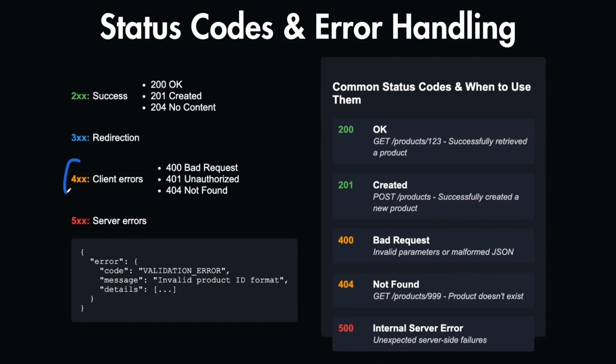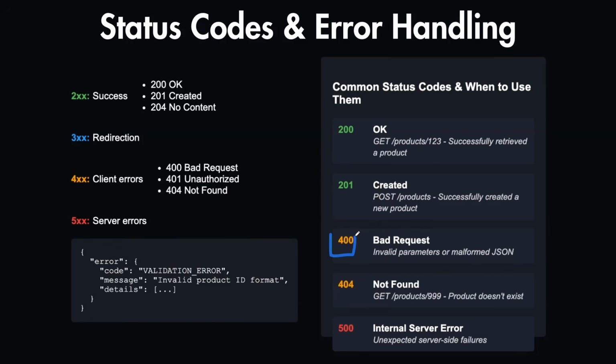In 400 series, we have the client errors. So this is whenever your front end made a bad request or the user made a bad request. For example, 400 is a generic bad request. In 401, we have unauthorized requests, meaning the user is not authenticated to make this request. For 404, we have not found. So generally, when you visit some URL or you make a request for some specific resource that doesn't exist, you would get this 404 status code.